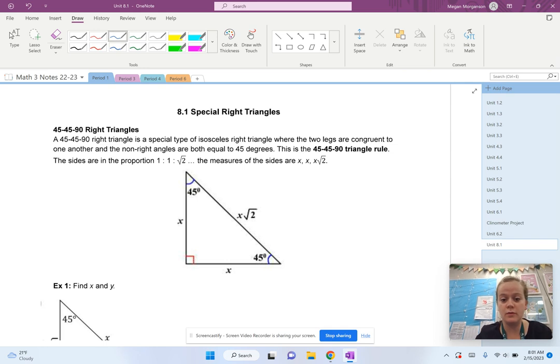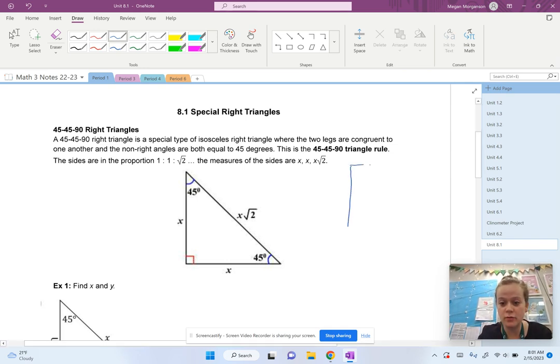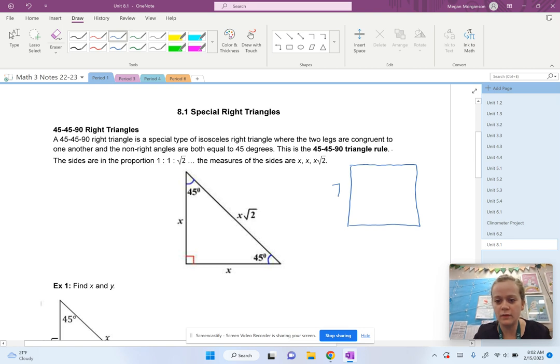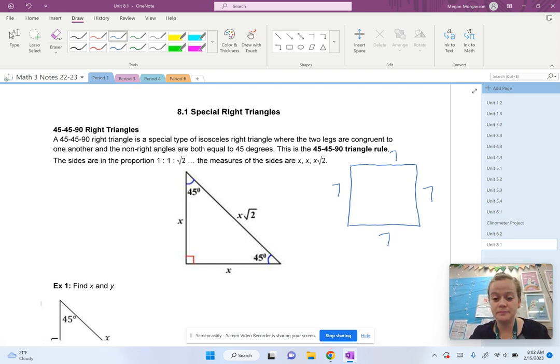So let me show you what is special about this triangle. So if I was to draw a square, everyone is familiar with the fact that the square has the same sides, right? So let's say this square has 7 as its side. So all of the sides should be 7 units long. I hope you're also familiar with each of these corners should be 90 degrees inside the square.